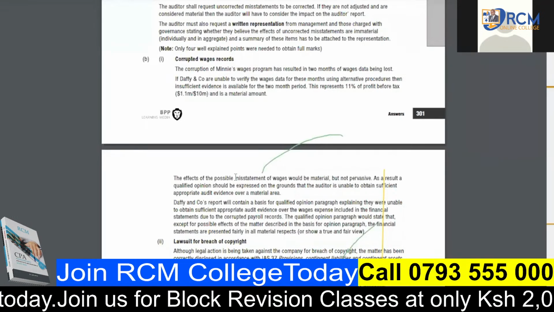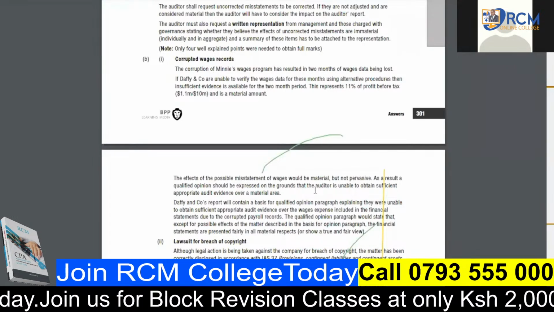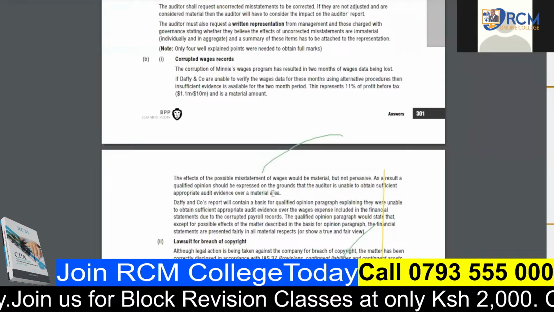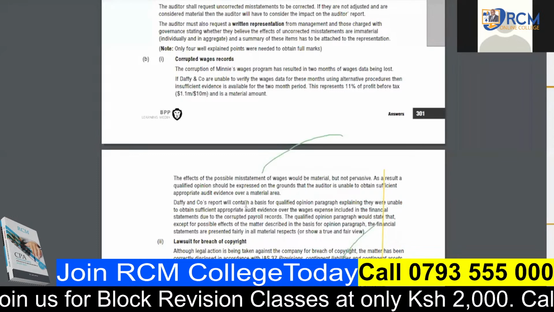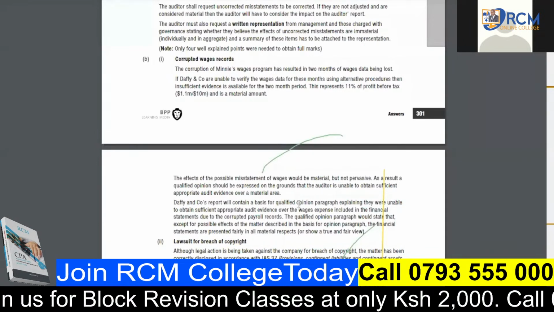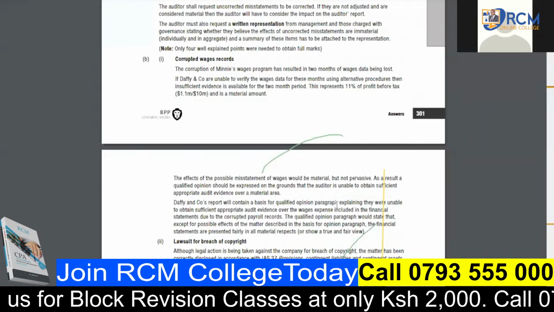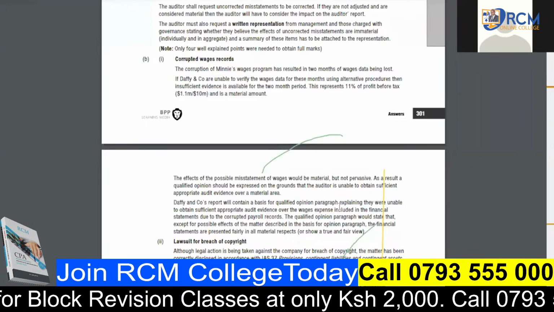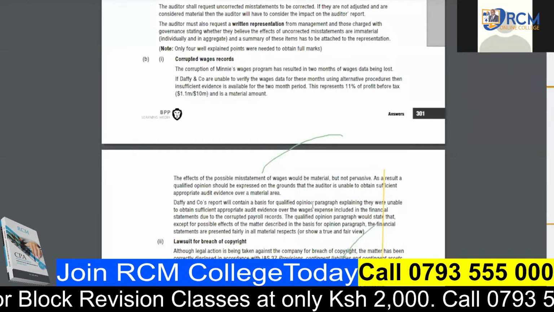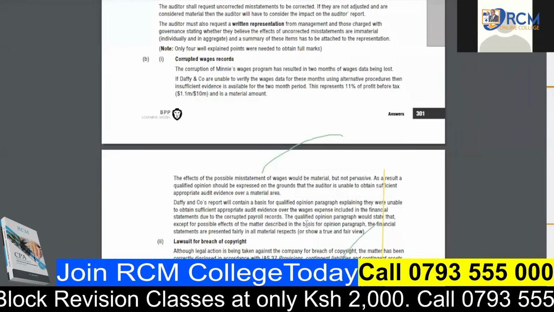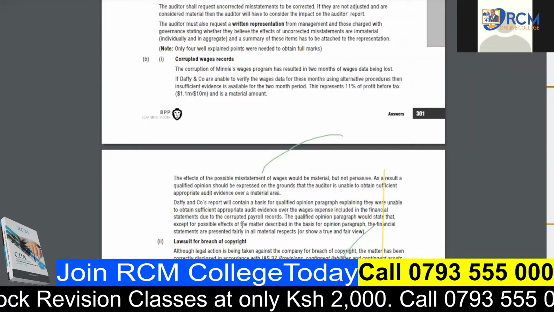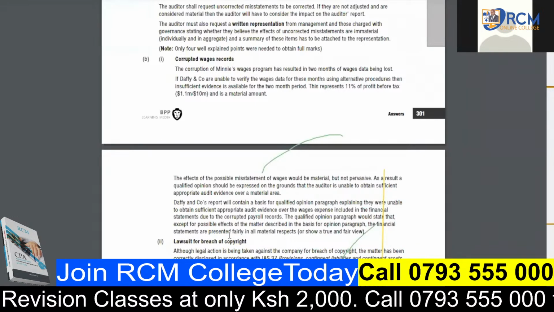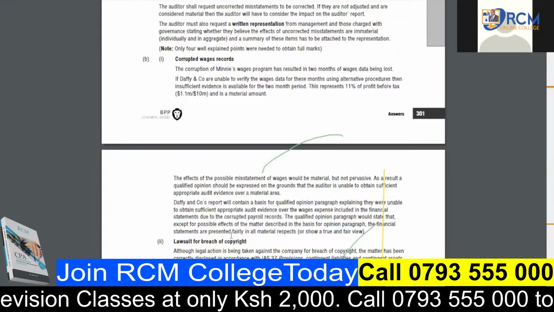As a result, a qualified opinion should be expressed on the grounds that the auditor is unable to obtain sufficient appropriate audit evidence over a material area. Duffy and the company's report will contain a basis for qualified opinion paragraph explaining they were unable to obtain sufficient appropriate audit evidence over the wages expense included in the financial statements due to the corrupted payroll records. The qualified opinion paragraph would state that, except for possible effects of the material matter described in the basis for opinion paragraph, the financial statements portray a true and fair view.